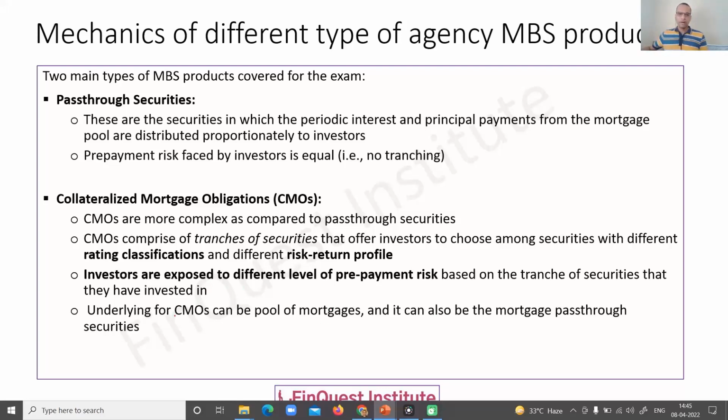Now, the underlying for CMOs can be mortgage pools. Also, it can be separate mortgage pass-through certificates. So that way it becomes a slightly more complex structure as compared to a pass-through variety. But again, a structure which is popular amongst market participants.